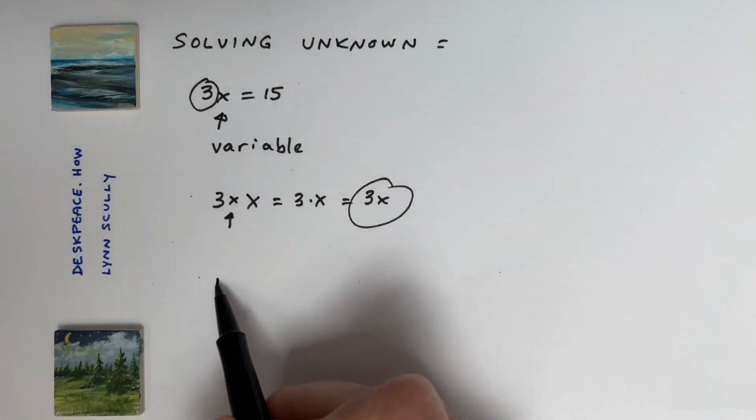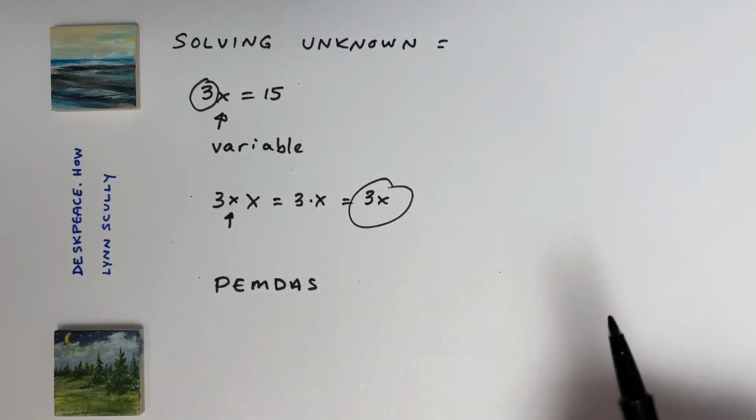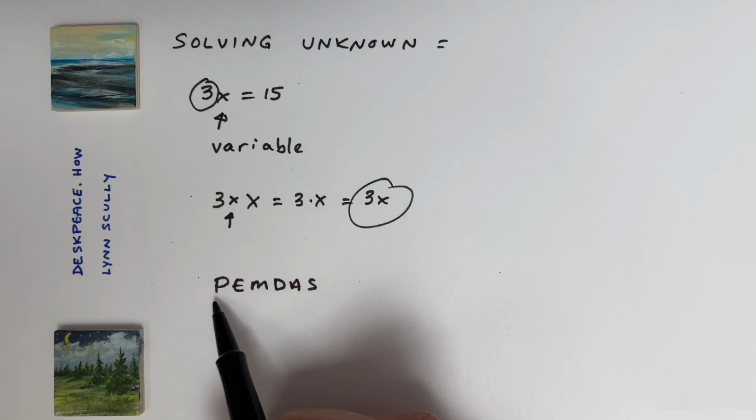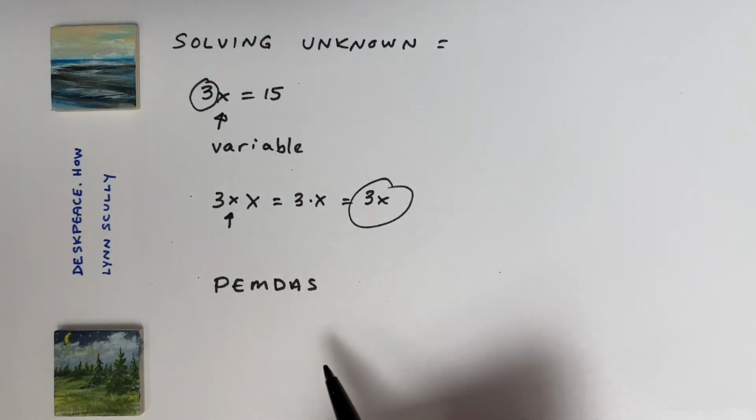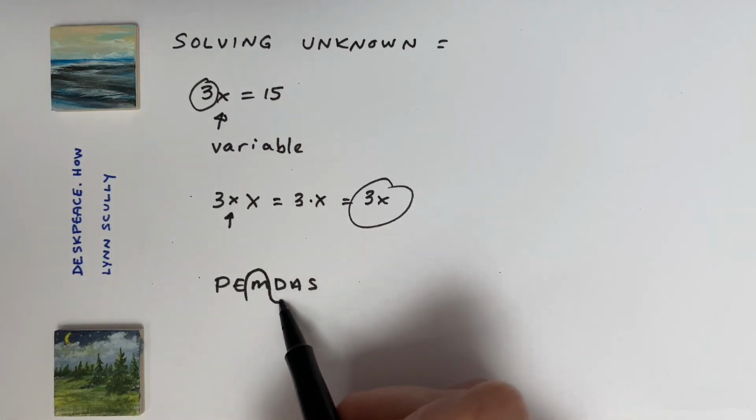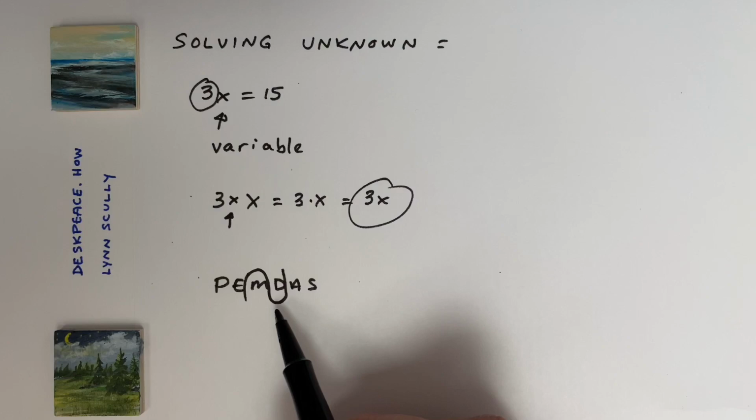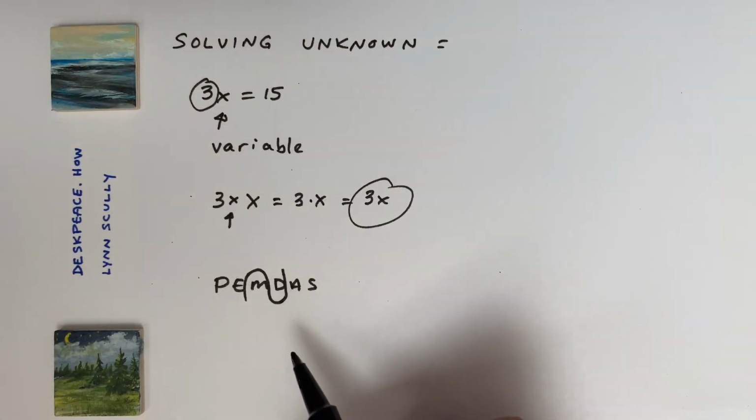When we solve, we undo PEMDAS. PEMDAS is the order of operations: parentheses, exponents, multiply, divide, add, subtract. Today, we're only dealing with multiply, and the way you undo multiply is its partner, which is divide. So to undo multiply, we'll just do divide.